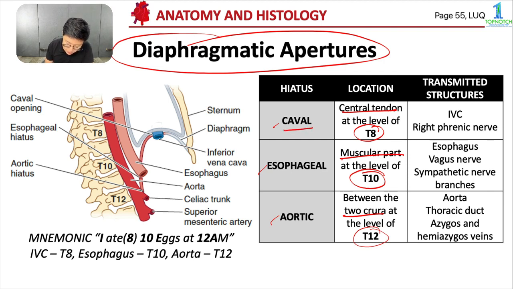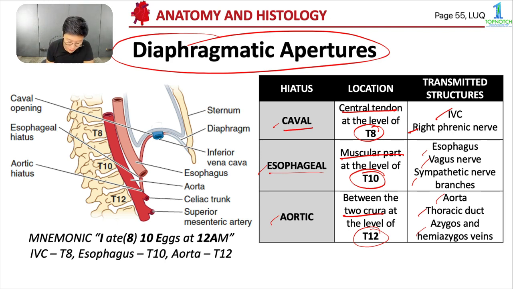So the caval opening transmits your inferior vena cava, hence caval, and your right phrenic nerve. Your esophageal hiatus, of course, transmits your esophagus, your vagus nerve, and some sympathetic nerve branches. Your aortic hiatus transmits your aorta, your thoracic duct, and your azygos and hemiazygos veins.